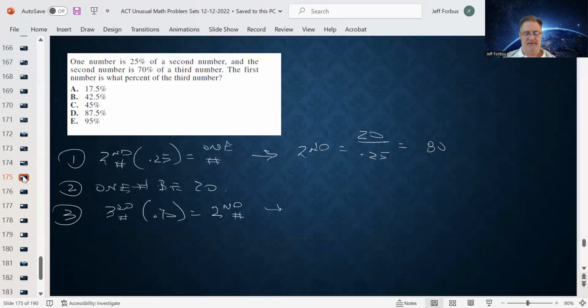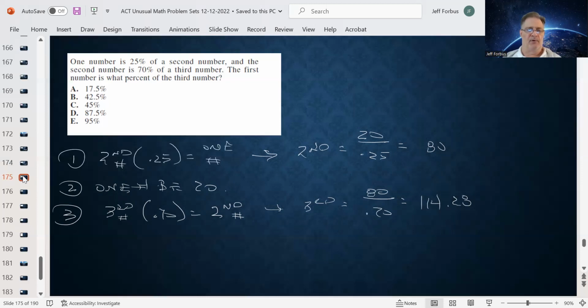So therefore, to get the third number, that's going to be equal to 80 divided by 0.70. And 80 divided by 0.70 is 114.28. Okay, so we got our second and third number. Now let's finish the question.